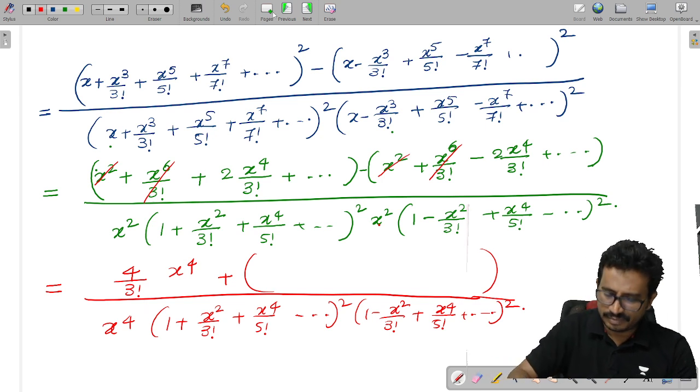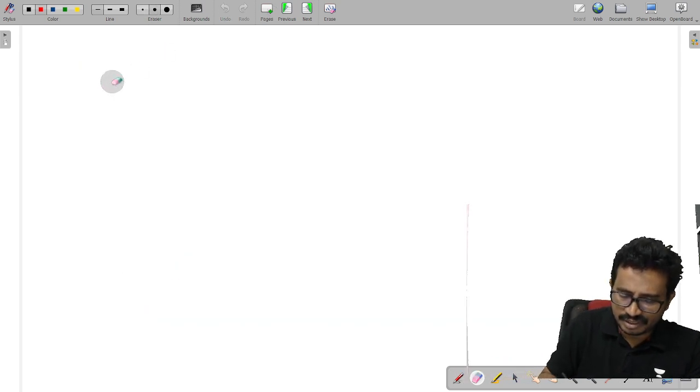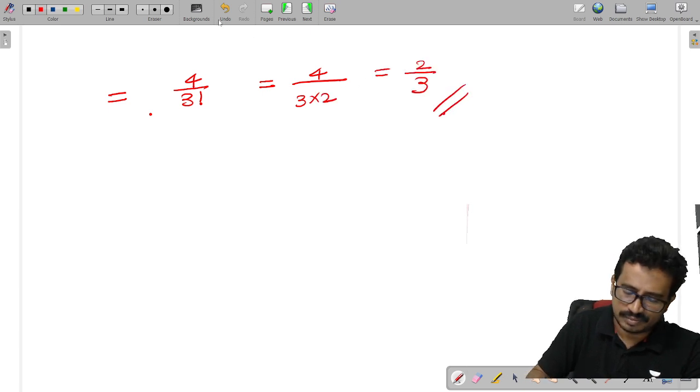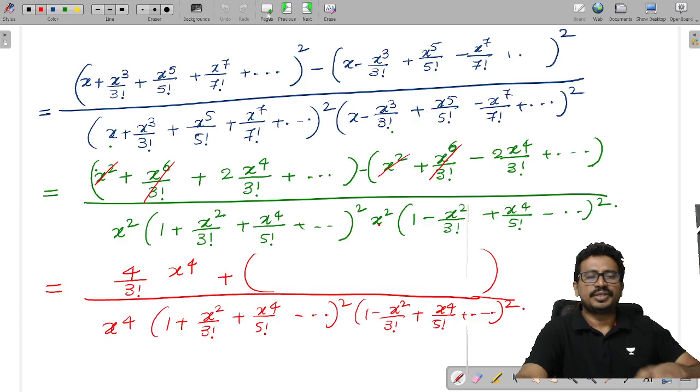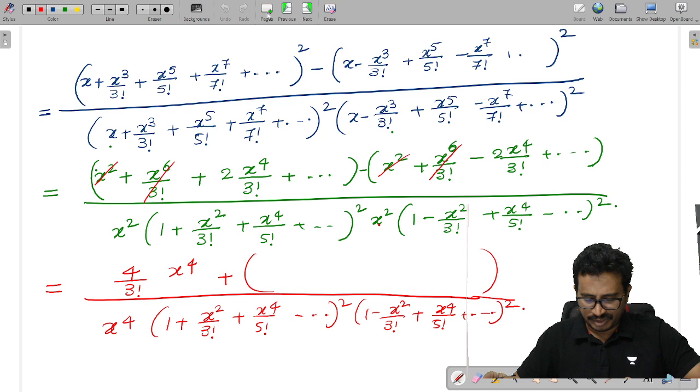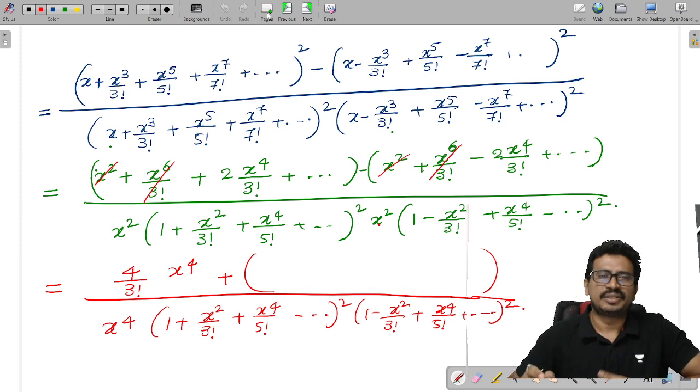Now tell me. Then as a result, if I substitute the limit, what happens here is 4 by 3 factorial, and in the denominator 1 will be left out. So that's why 4 by 3 into 2, which is equal to 2 by 3, is the answer. So it is a little lengthy problem, yes, you can do it here. And even the same problem we can do by using L'Hospital's rule also, that is also a lengthy method.